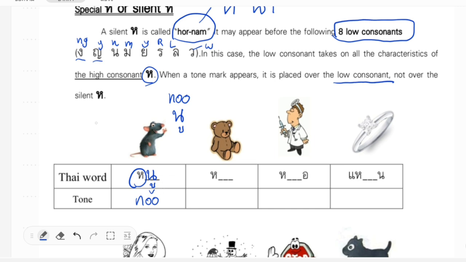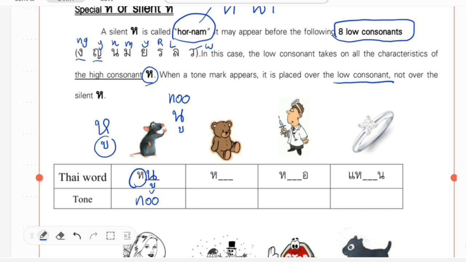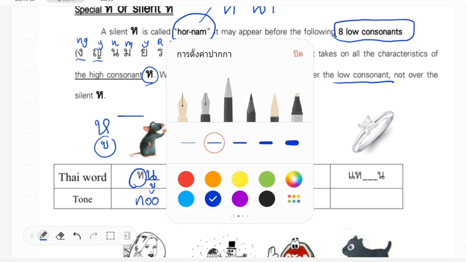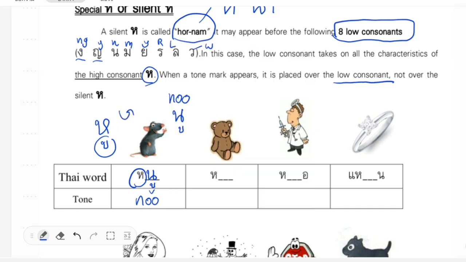And if you have H with the oo, this one will be rising tone also because of high class. H is a high class with the long vowel oo. It will become rising tone always. So this one is "hu", it means ear. This one, "nu", is a rat or the mouse.